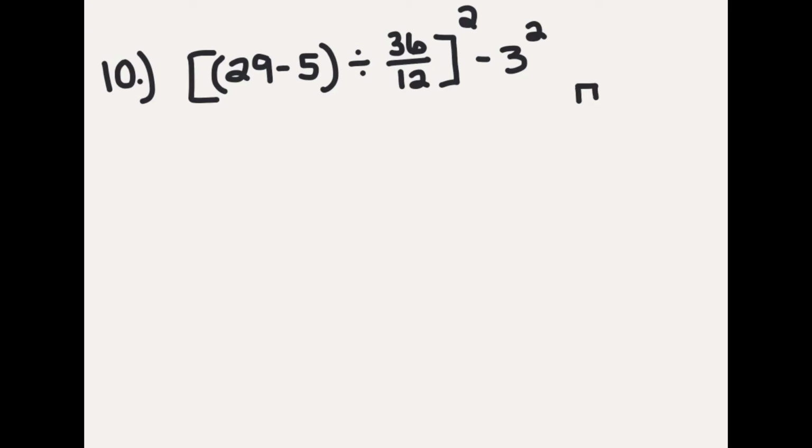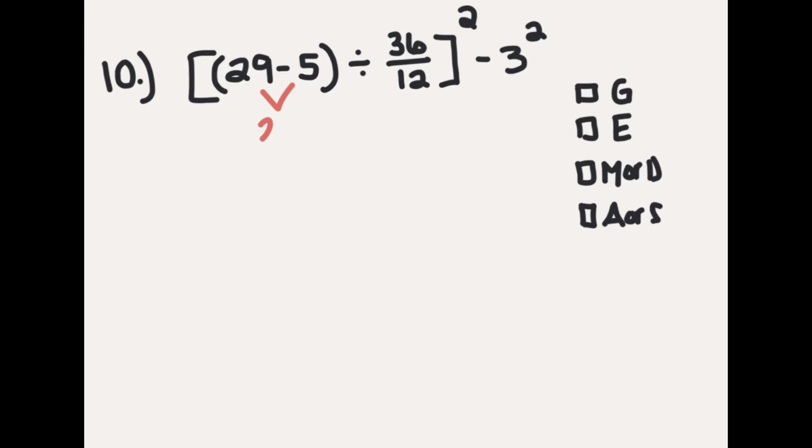All right, I'm going to create my checklist. Grouping symbols, exponents, multiplication or division, addition or subtraction. All right, here we go. Grouping symbols, do I have them? Yes, I do. I see brackets, so I got to go inside. There are more grouping symbols inside. Right here, 29 minus 5. That's my innermost grouping. 29 minus 5 is 24. The parentheses come off, but my brackets are still there.